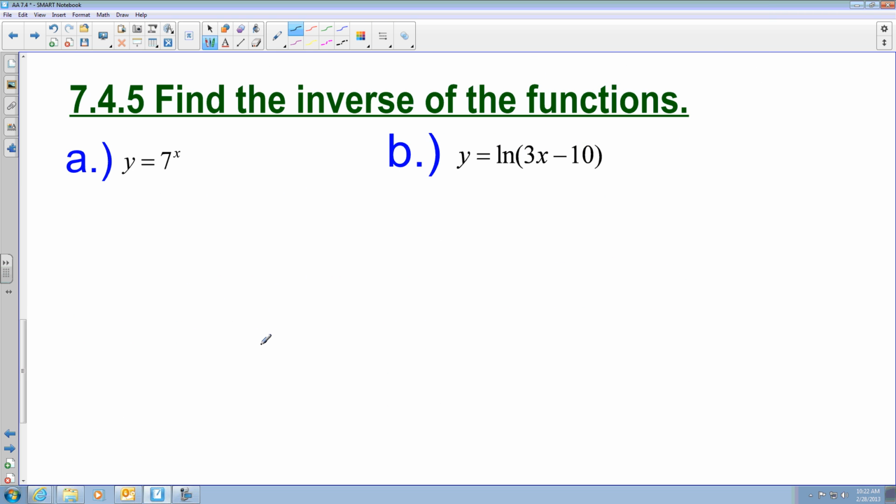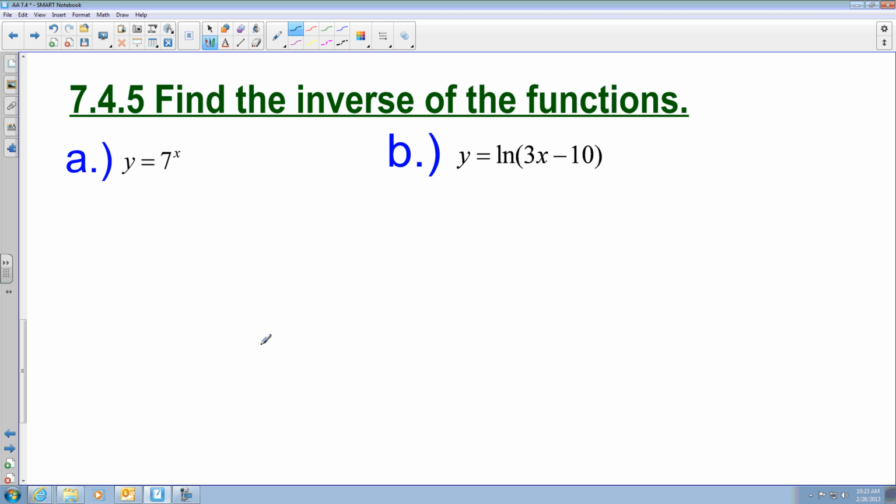Looking at just finding the inverse of the function itself, we can use the same rules as we did when we were using inverse functions for quadratics or linear functions. What we're going to do is flip your x and y values, and then solve for y.